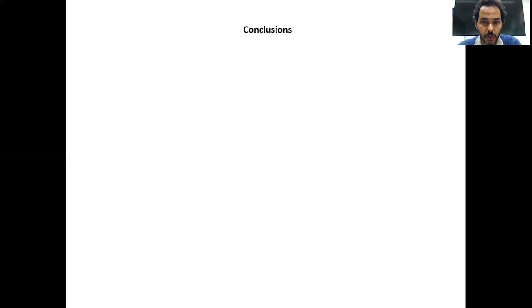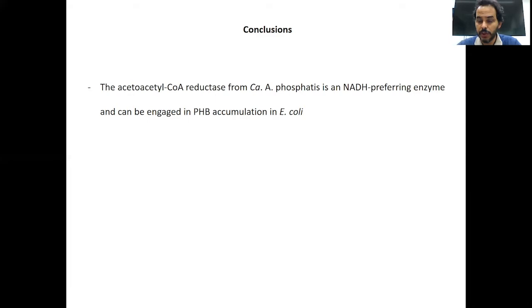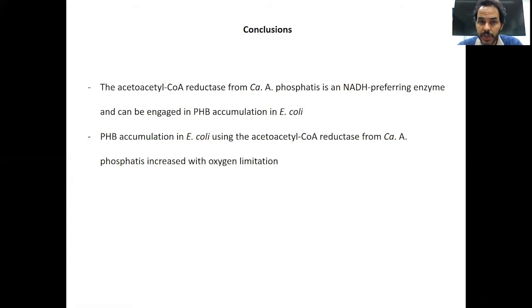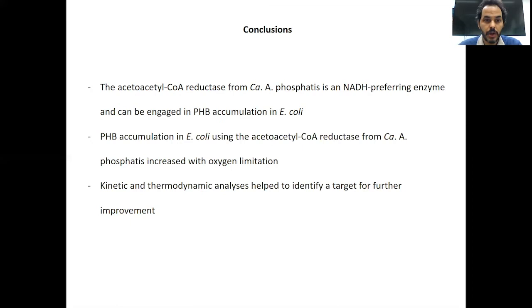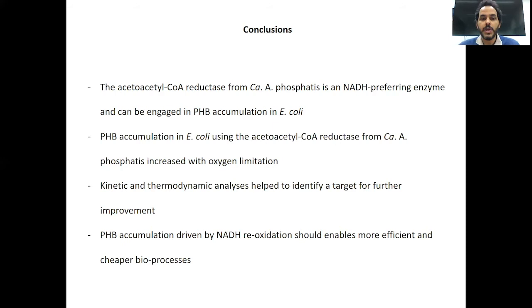Therefore, as conclusions of this work: first, the acetoacetyl-CoA reductase from Candidatus Accumulibacter phosphatis is a NADH-preferring enzyme and can be engaged in PHB accumulation in Escherichia coli. The PHB accumulation in Escherichia coli using the acetoacetyl-CoA reductase from Candidatus Accumulibacter phosphatis increases with oxygen limitation. Kinetic and thermodynamic analyses help us to identify a target for further improvement. More specifically, we need to obtain larger fluxes in the reaction, or a larger catalytic capacity in the reaction catalyzed by the acetoacetyl-CoA reductase. And finally, the PHB accumulation driven by NADH reoxidation should enable more efficient and cheaper bioprocesses.